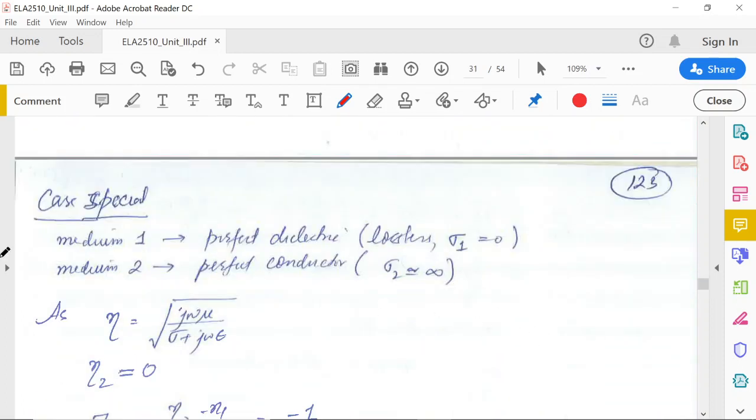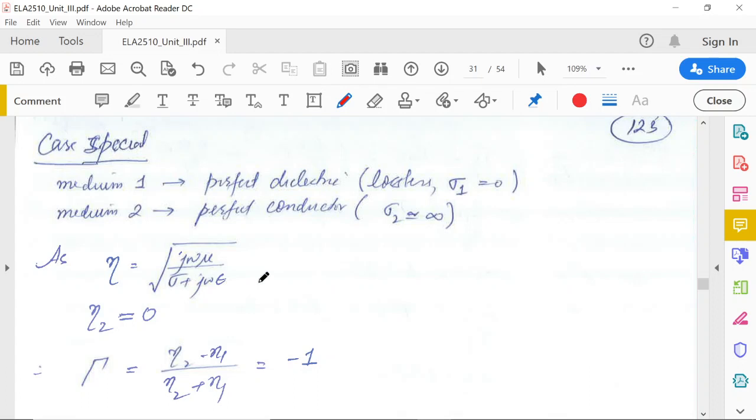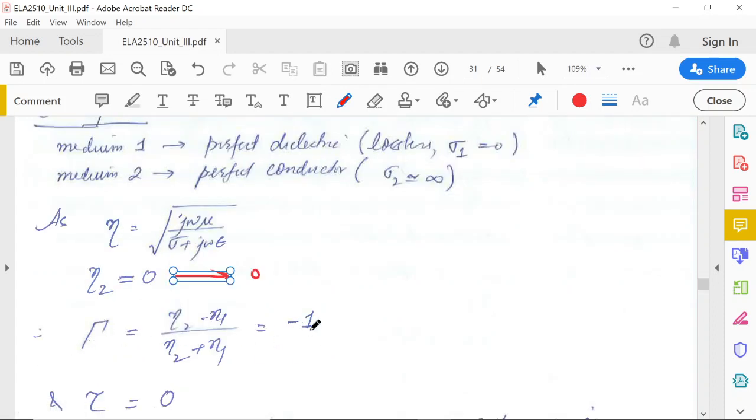Now further, another case is when medium 1 is a perfect dielectric, that is, lossless, sigma 1 is 0, and medium 2 is a perfect conductor, where sigma 2 is infinity. So when you find eta 1 and eta 2, as eta is given by this factor, you can see that eta 2 will become 0 because sigma is infinite. So the conductivity of the second medium is infinite, so eta 2 will be 0. In this case, gamma comes out to be -1.